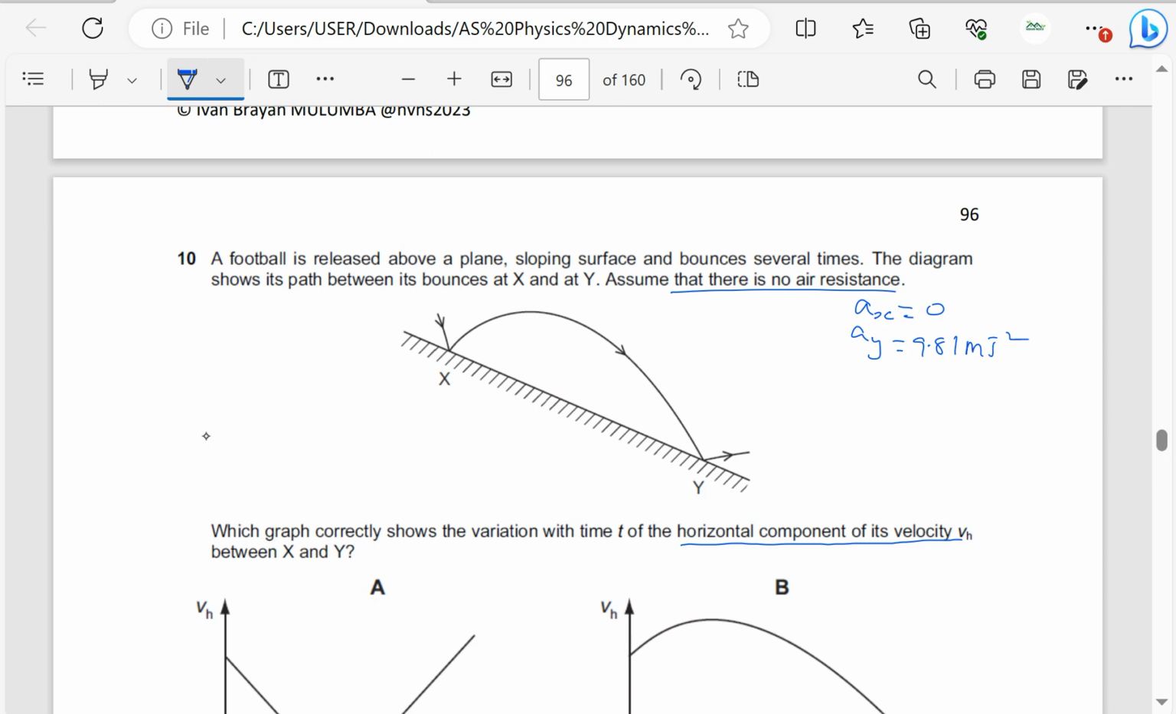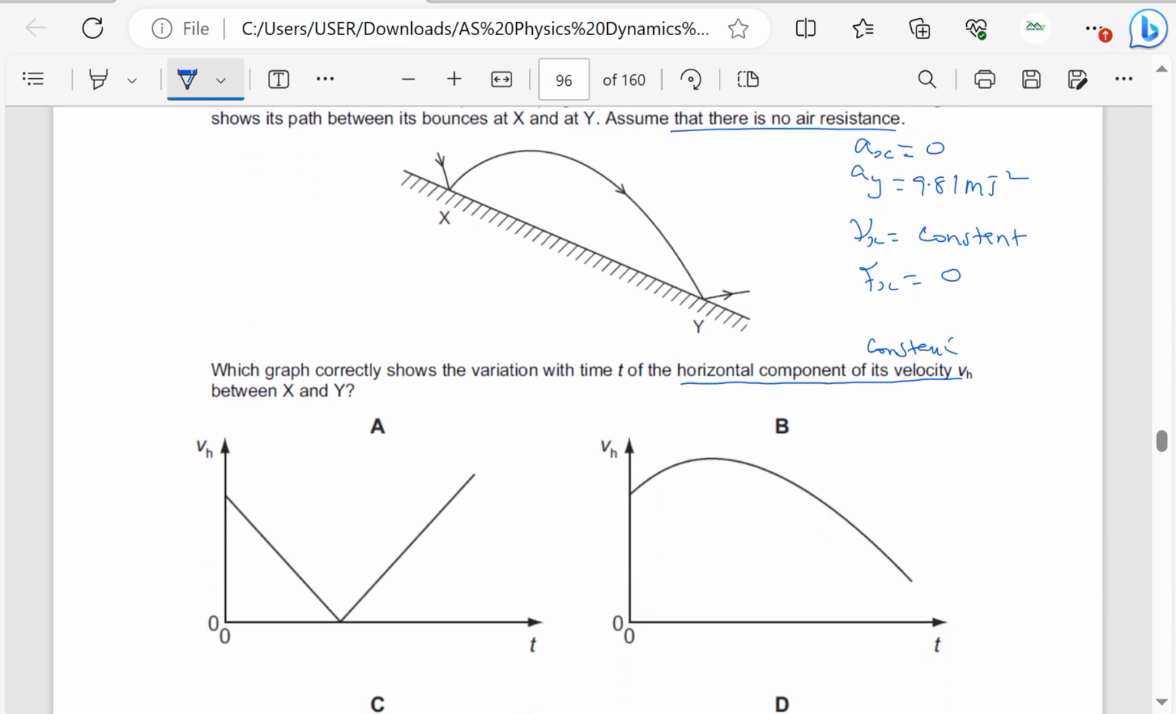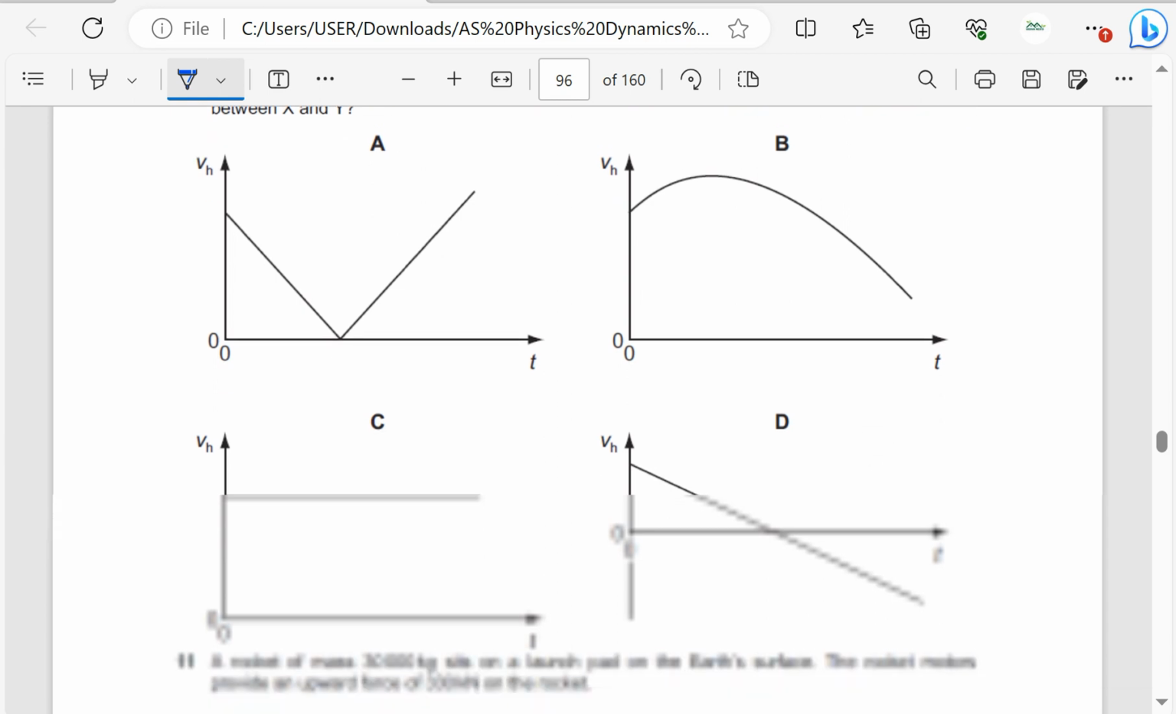So if acceleration in the horizontal is 0, it means velocity in the horizontal remains constant, because there is no force in the horizontal. So which graph correctly shows the variation with time t of the horizontal component of velocity vh? This one remains constant. So the graph of the horizontal component of velocity with time should be a horizontal line. So A is wrong, B is wrong. The answer is going to be C.